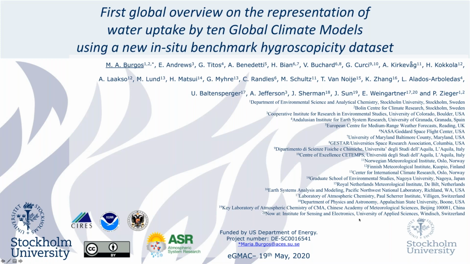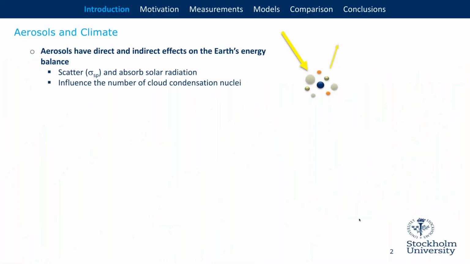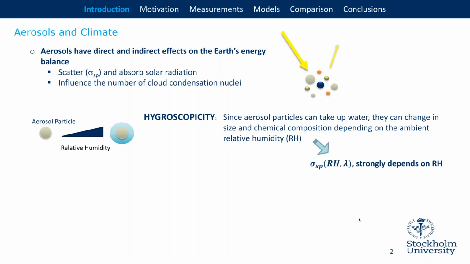To start with, we were interested in aerosols and climate, since aerosols have direct and indirect effects on the Earth's energy balance. They can scatter or absorb solar radiation, and they can also influence the number of cloud condensation nuclei. In particular, we wanted to focus on hygroscopicity, which is the ability of aerosols to take up water. In doing so, they change size and chemical composition depending on the ambient relative humidity, so that the scattering coefficient will strongly depend on the relative humidity of the surrounding air.